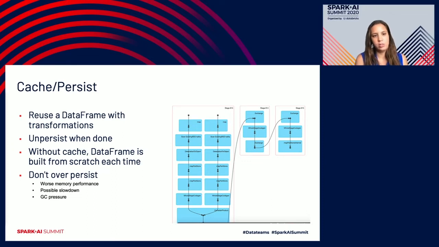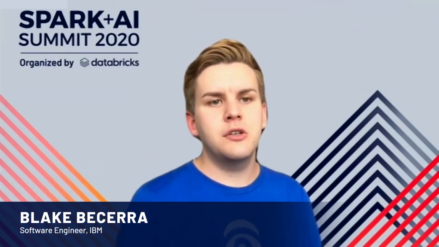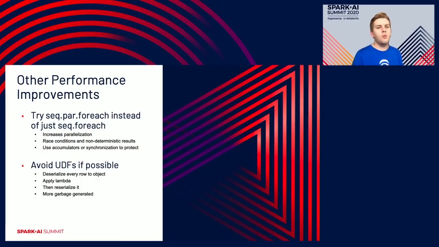So now I'm going to talk about some different options to try and just easily increase performance of your applications. One of those is if you're doing sequence.forEach to instead do sequence.par.forEach. This allows your for loop to be run in parallel. However, you have to be careful because if you're yielding non-deterministic results, then you're going to create race conditions within your application. So one way to try and do that is to use accumulators or other pieces of the Spark API to allow this method to be thread safe.